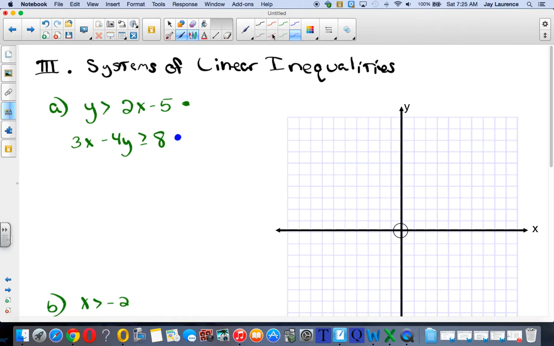All right, so the first equation, or inequality, is in slope-intercept form. So I'm going to go ahead and graph it. Y-intercept is 0, -5. So -1, 2, 3, 4, 5. -5 is right there. And I rise 2, run 1. Count it with me, James. Rise 2, run 1. Rise 2, run 1.